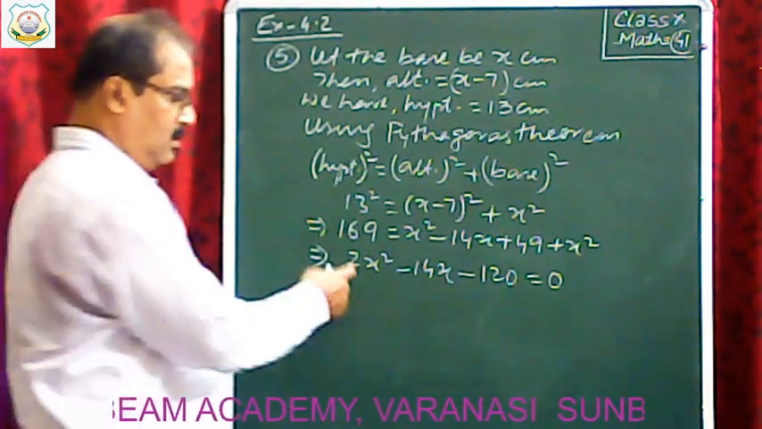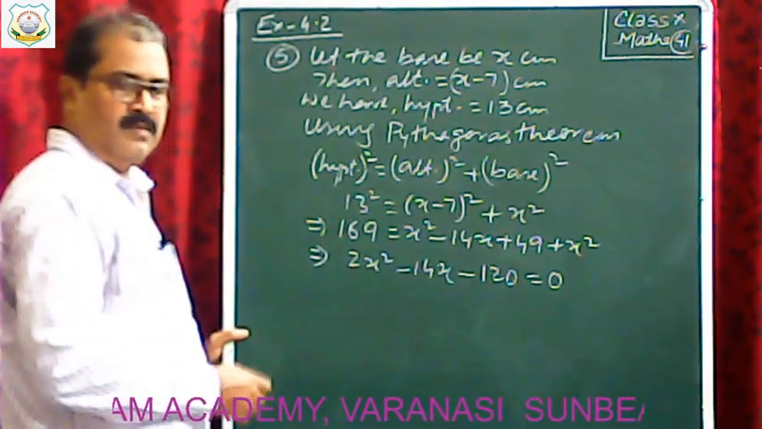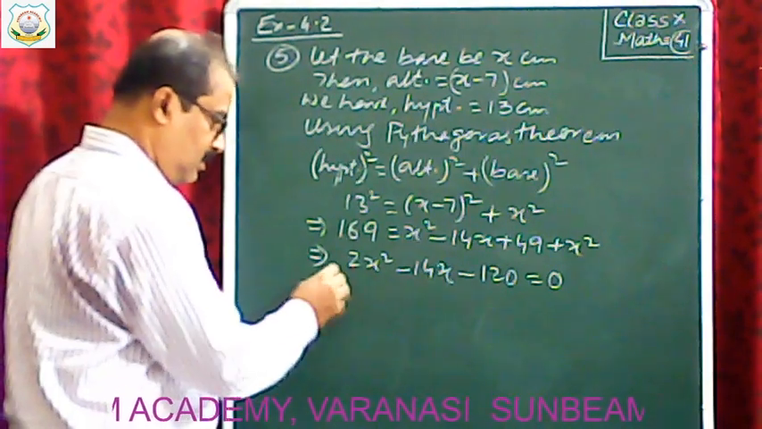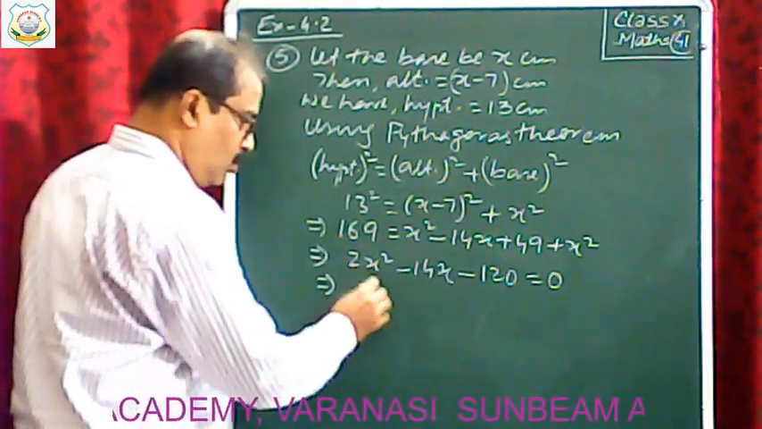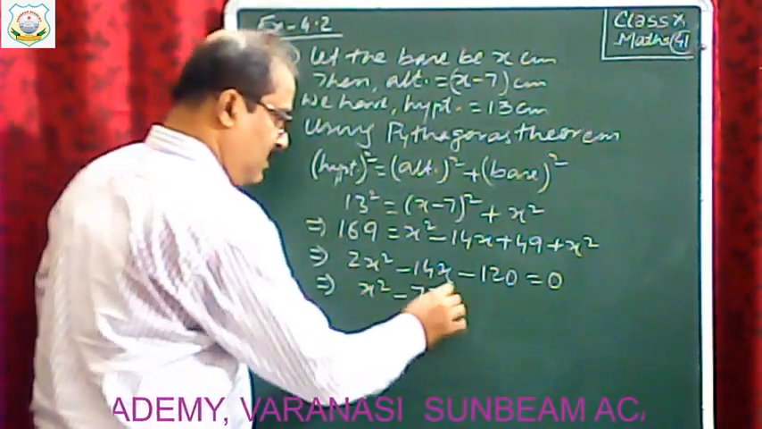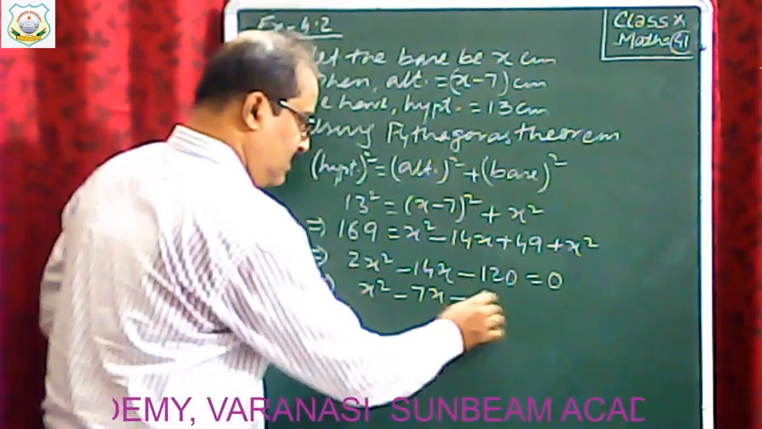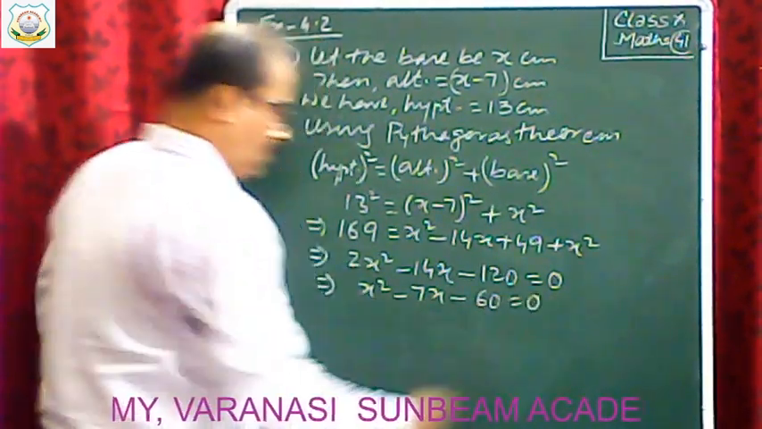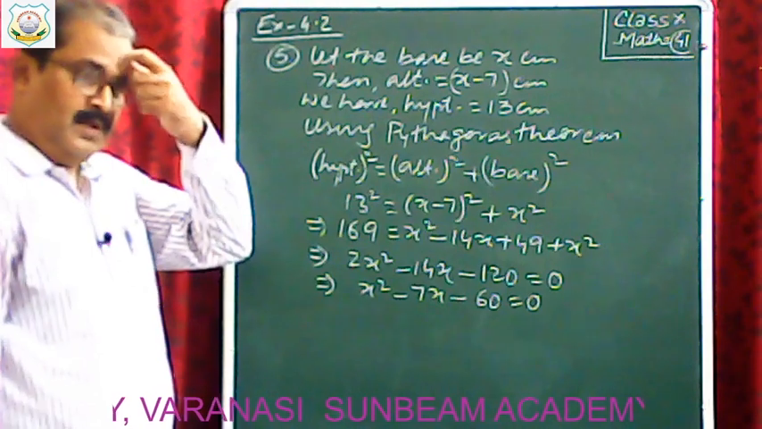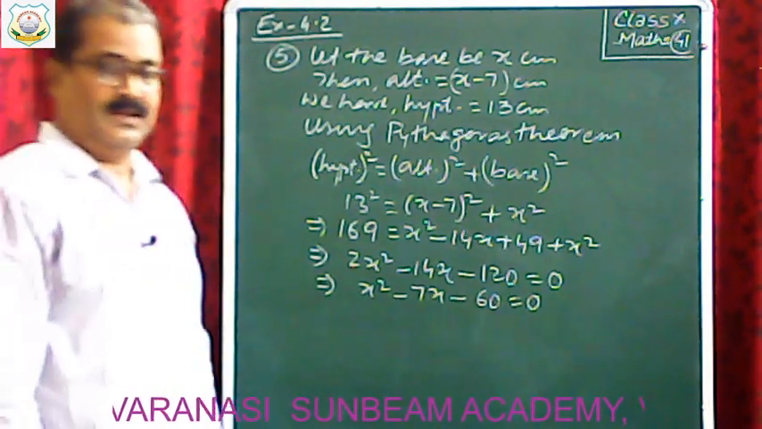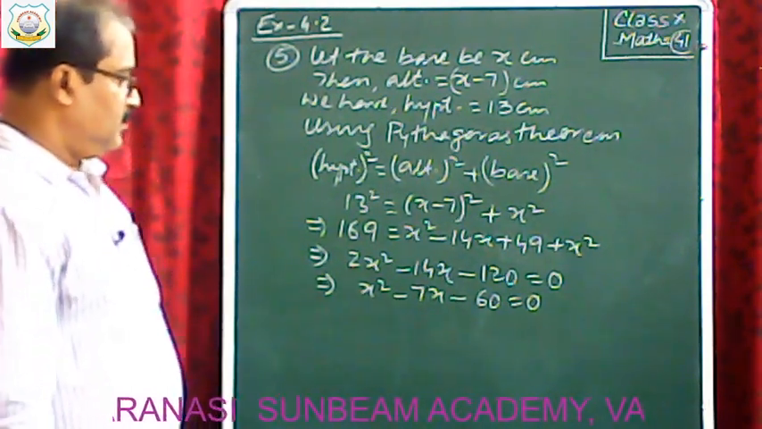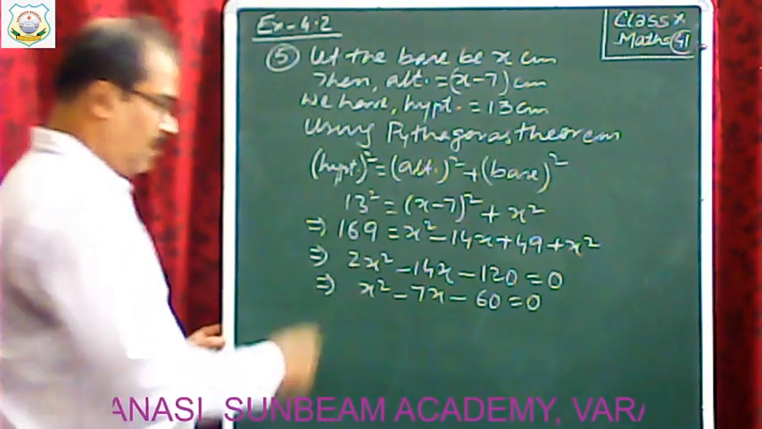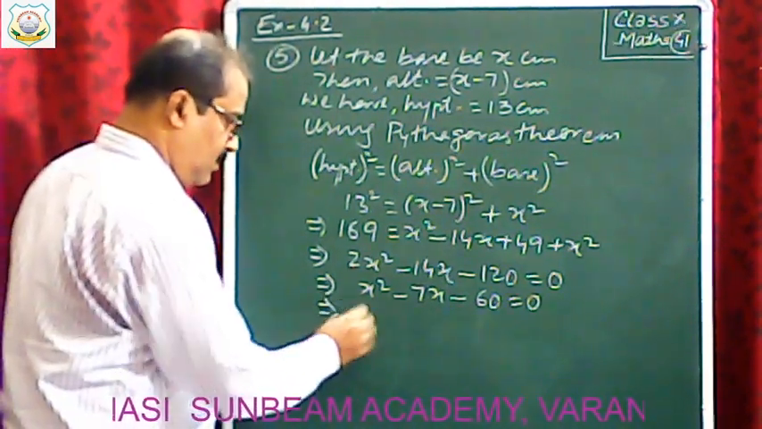Now all the coefficients and the constant term are divisible by 2, so reduce it by dividing by 2. So x² − 7x − 60 = 0. The equation is formed, and thereafter you have to solve by the factorization method, following the process of splitting the middle term.